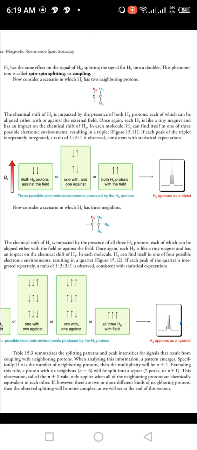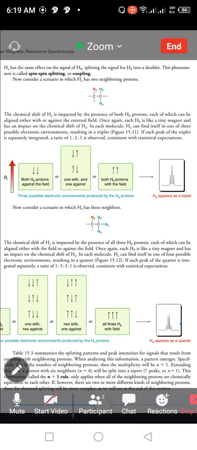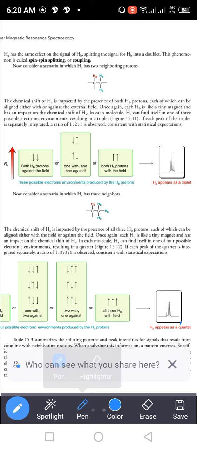Now if we talk about the splitting of a proton, Ha proton having two neighbors Hb and Hb, there are two Hb, two neighbors. So what will be the chemical shift, and what will be the signal values, and how will this signal be split?